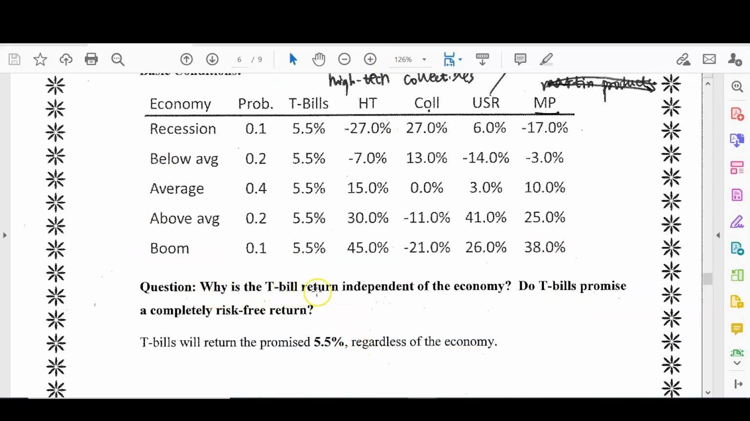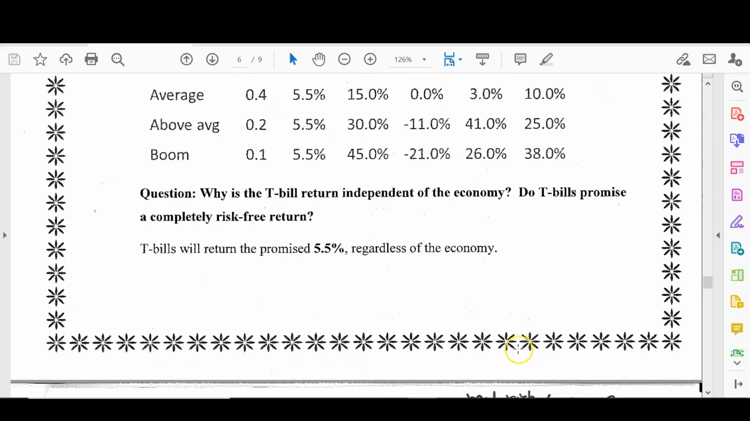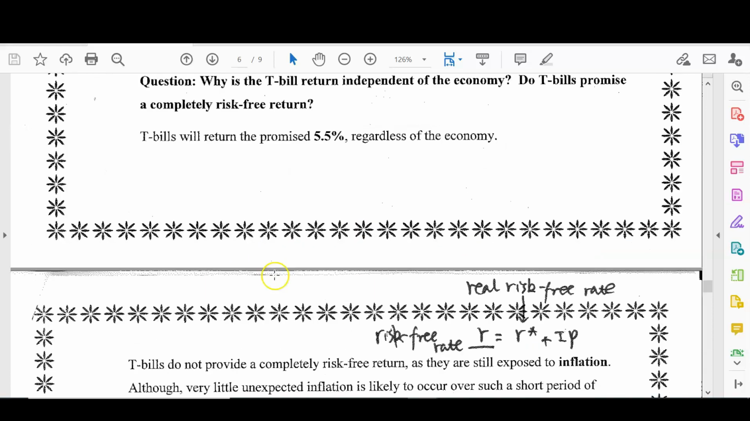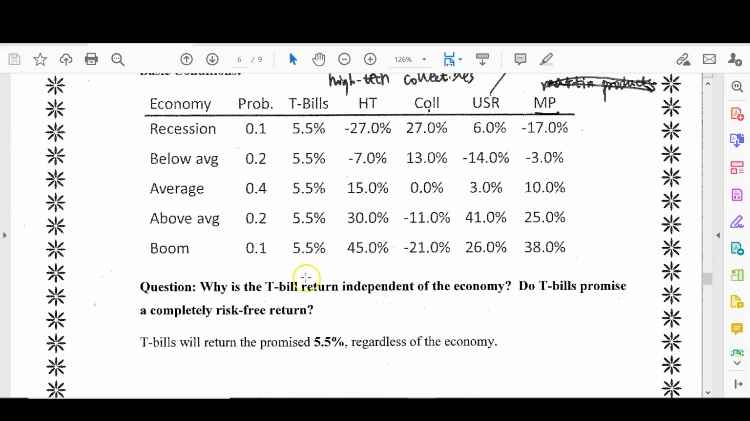Why is the treasury bill return independent of the economy? Do treasury bills promise a completely risk-free return? Treasury bills will return the promised 5.5% regardless of the economy. It does not provide a completely risk-free rate, as they are still exposed to inflation. Remember, R equals R star plus IP for short-term treasury bills, although very little unexpected inflation is likely to occur over such a short period of time. So we see all the same returns for different economies.